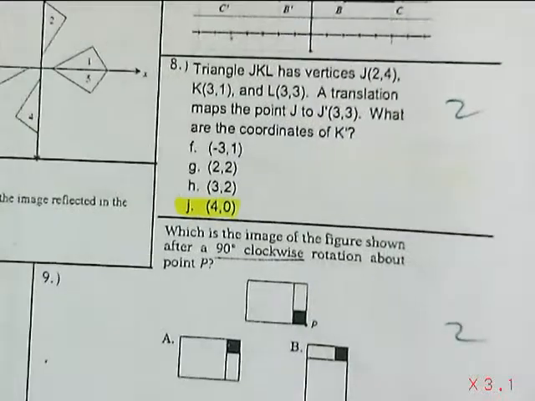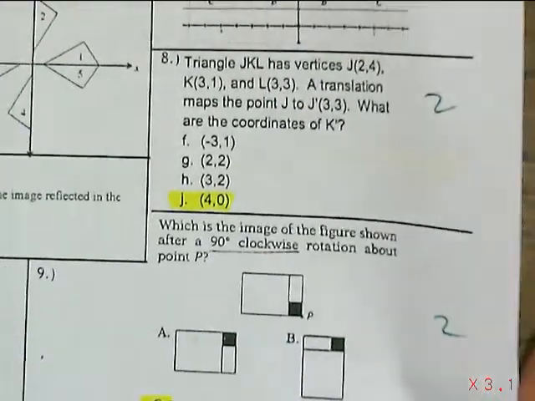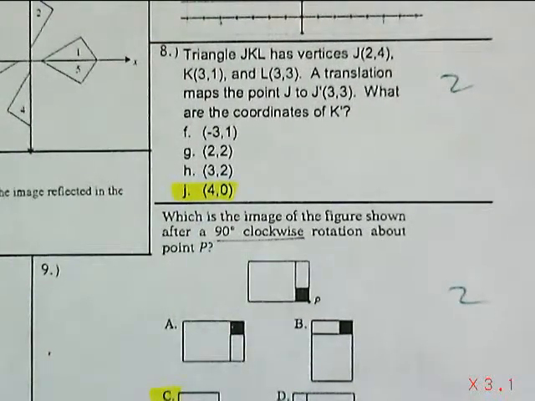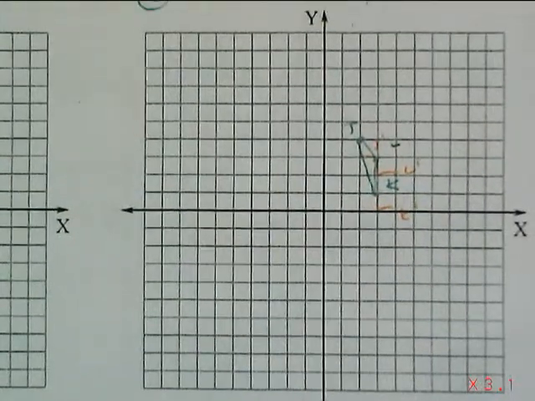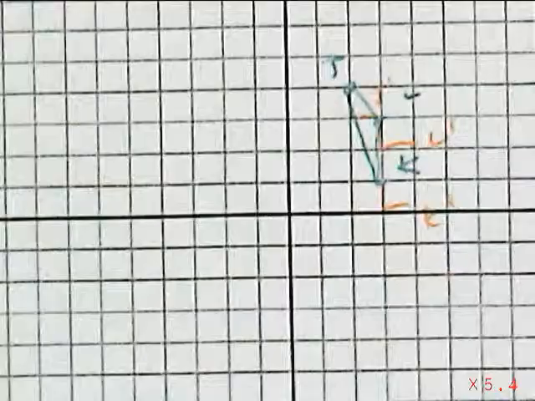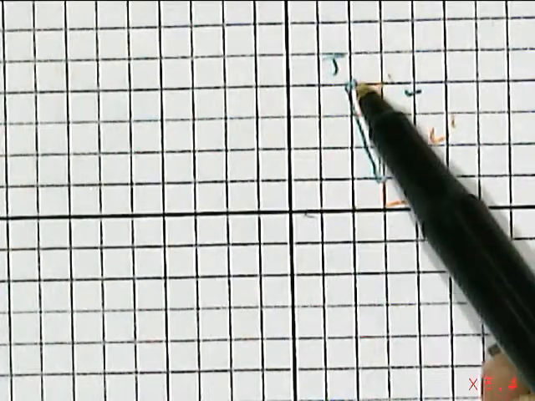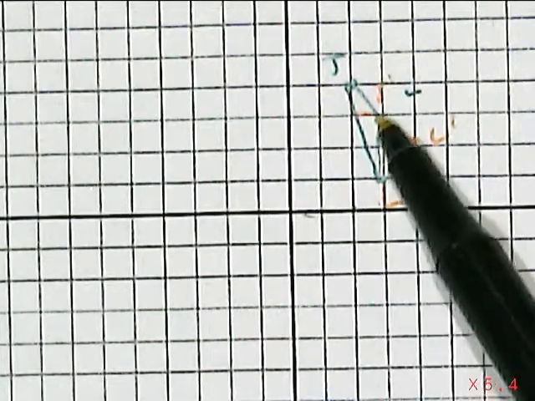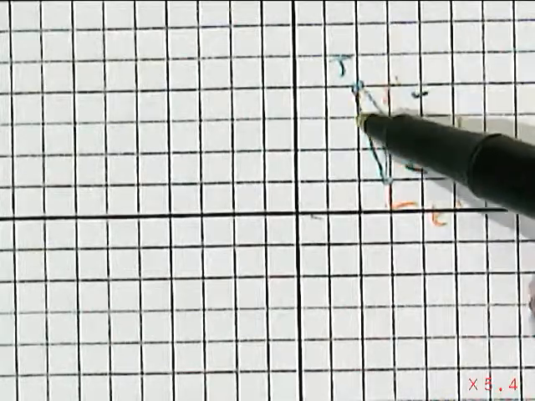Question number 8. Triangle JKL has vertices 2, 4, 3, 1, and 3, 3. Translation maps the point J to J prime at 3, 3. What are the coordinates of K prime? So this is a really small triangle. So the original problem says J is at 2, 4. So there's my graph, right? 2, then up 4. But then it says it's moved to 3, 3, which basically means it's just going down 1, right 1.